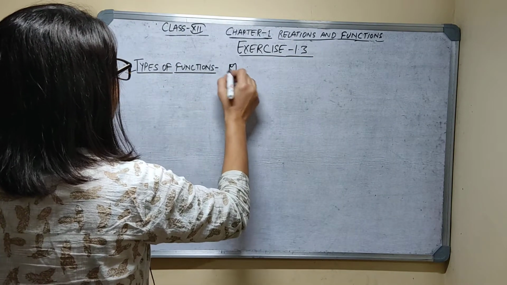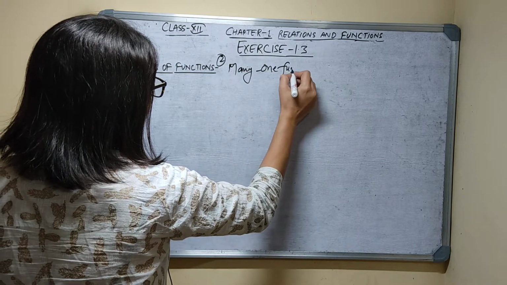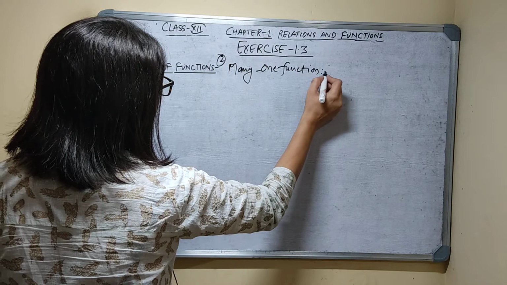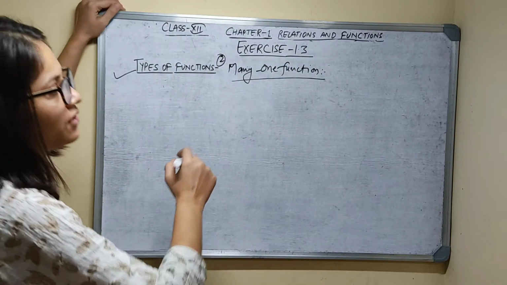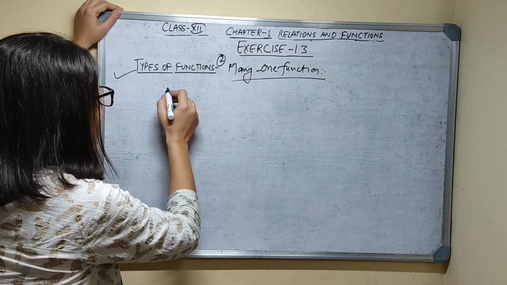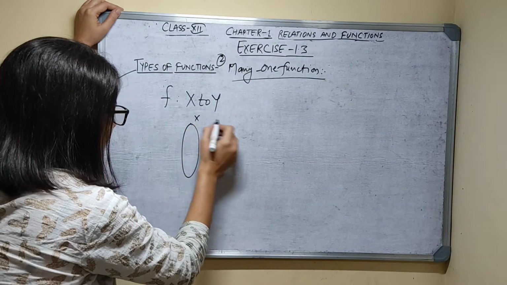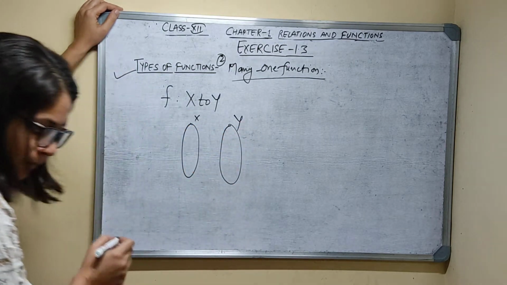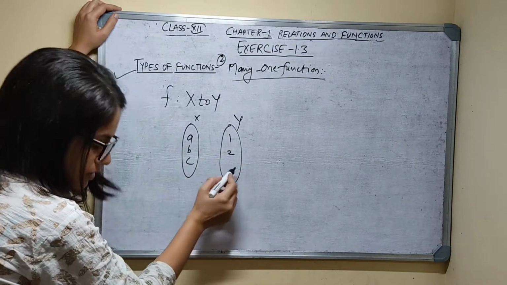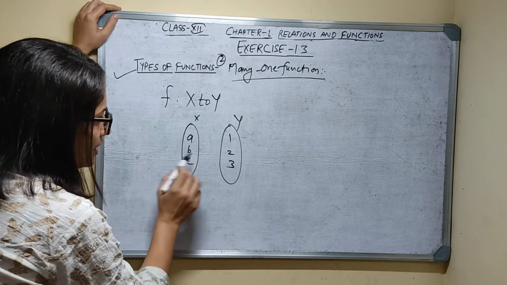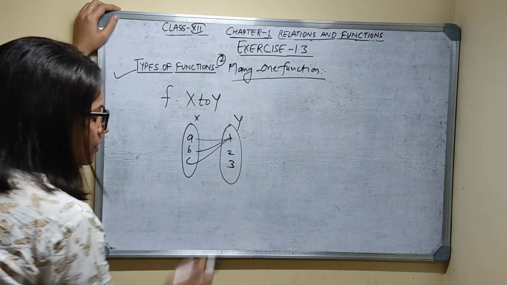Now you can see many-one function. Second is many-one function. A function is many-one if 2 or more elements in x are related to the same element, when the function is defined from x to y. Now you can see here, this is x, this is y. If 2 or more elements like a, b, c, here 1, 2, 3. A is related to this. B is also related to 1. C is also related to 1.